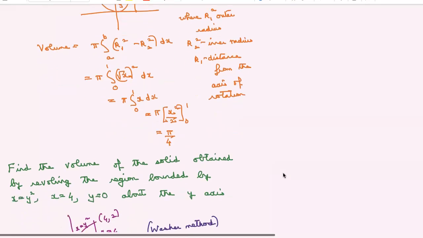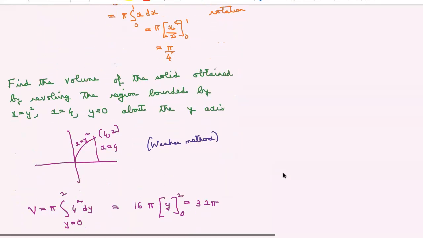Now question 2 is find the volume of the solid obtained by revolving the region bounded by x equal to y squared, x equal to 4, y equal to 0 about the y-axis. So this is y squared equal to x, this is x equal to 4 and this is y equal to 0. When you are rotating about the y-axis, you get a gap here, so we use the washer method.